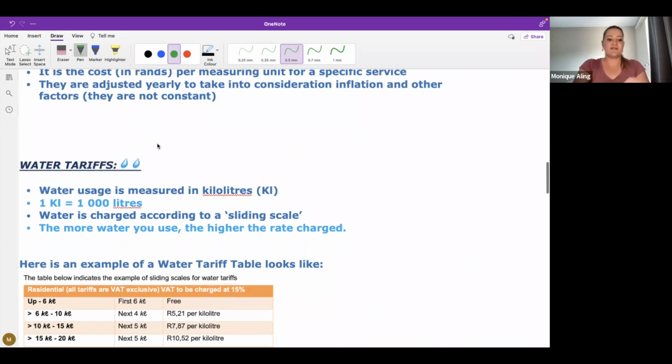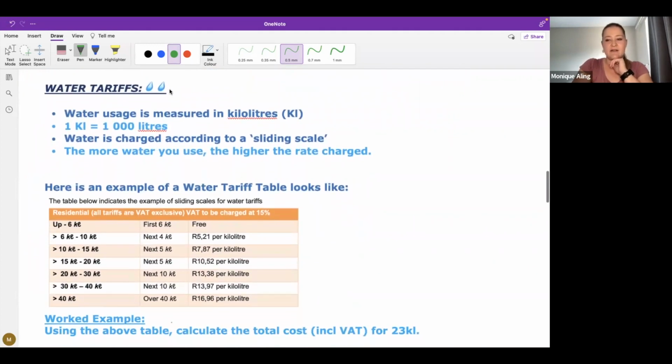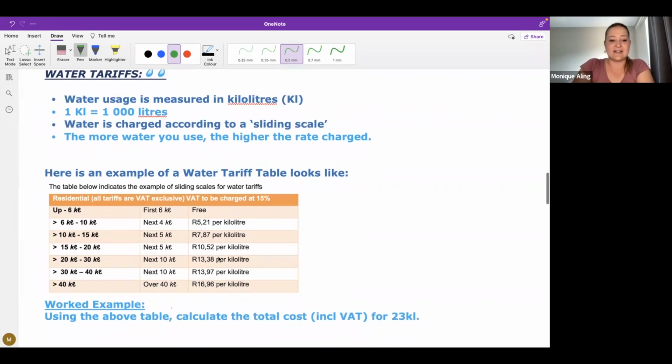Okay, so looking at the first one, and I chose water tariffs first because I feel like that is one of the more difficult ones. So let's get started. Water usage is measured in kiloliters, or KL. That means it's 1,000 liters in 1 kiloliter. So it's quite a lot of water. Water is charged according to a sliding scale. I'm sure you've seen this word before. A sliding scale basically means that the more water you use, the higher the rate charged.